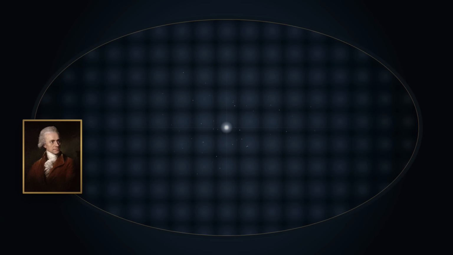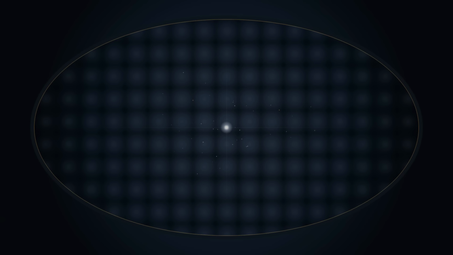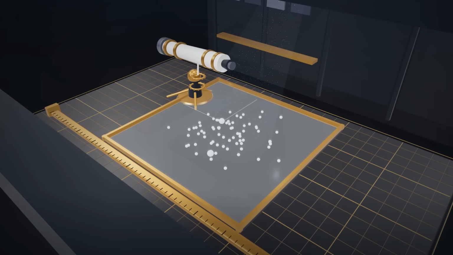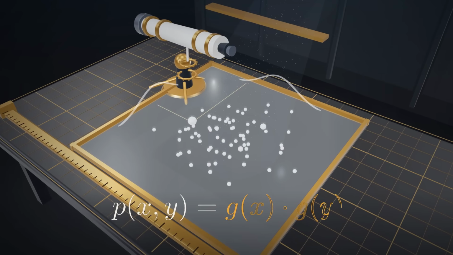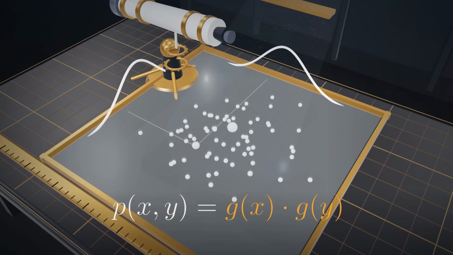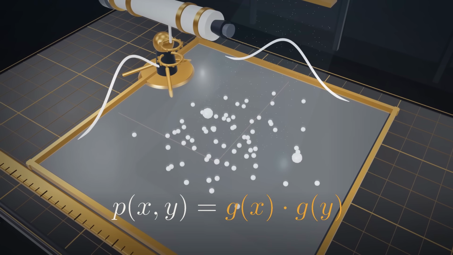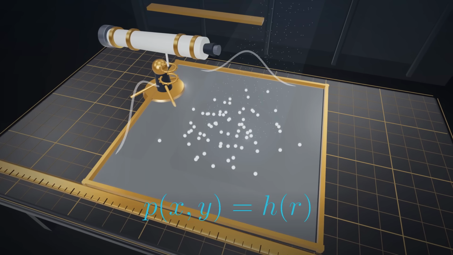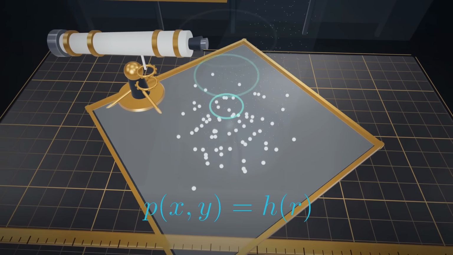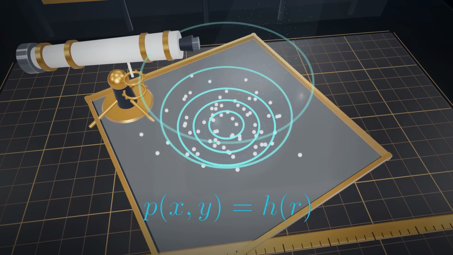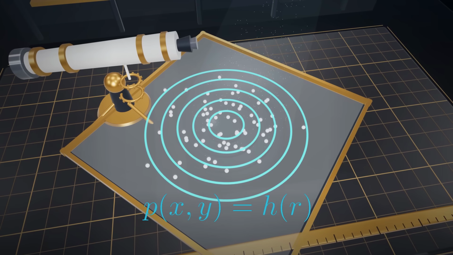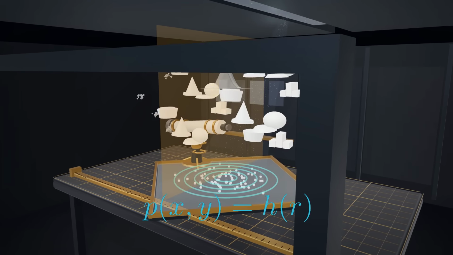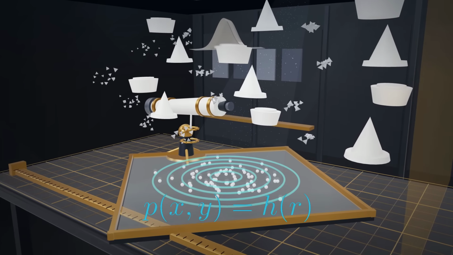Aim at a star, mark down where it sits, and you miss slightly in two directions at once. He asked what the pattern of those misses has to look like, under two assumptions. First, that the sideways error tells you nothing about the up-down error, so the two are independent. Second, that space has no favorite direction, so turning your notepad round leaves the pattern of misses looking the same. Those two assumptions sound far too weak to pin anything down. They force the answer completely.